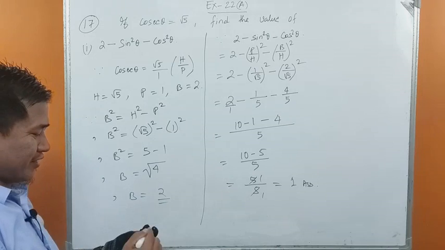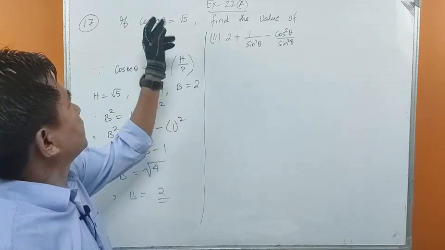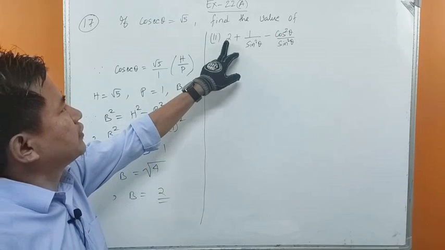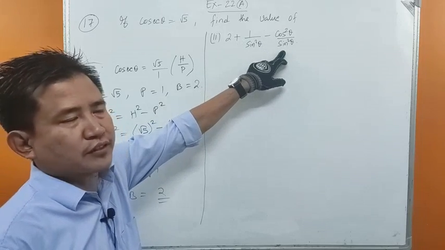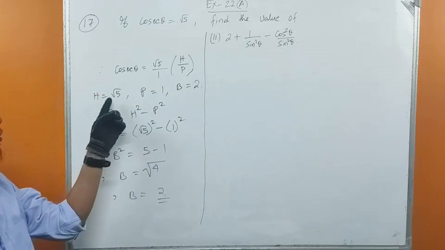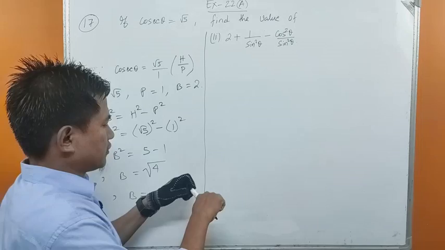Now let us move on to the next question, question number 2 of 17. Okay, so question number 2 of 17. So we are asked to find the value of 2 plus 1 upon sine square theta minus cos square theta upon sine square theta. Okay, hypotenuse is root 5, perpendicular is 1, base is 2. So let us do this.